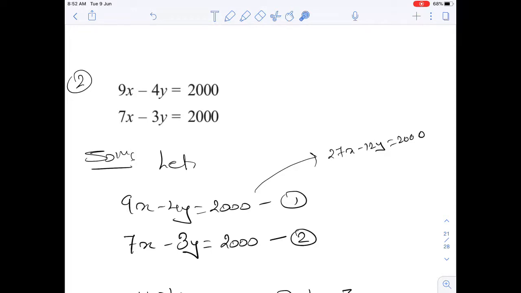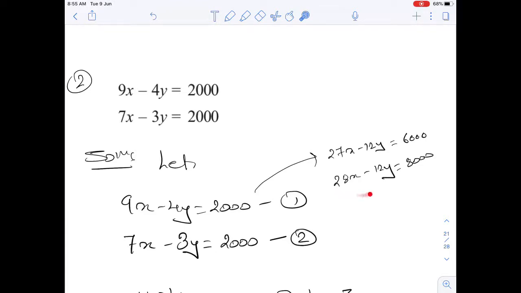Now after that, here we have seen that we are eliminating y. Here it is 12, so here what we will do is multiply this full equation by 4, then only this will become 12. So when you multiply equation 2 by 4, what will you get? You will get 28x minus 12y equals 8000. Sorry, here this will become 6000.